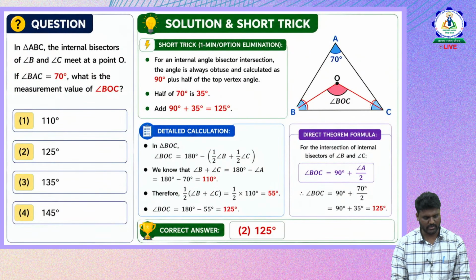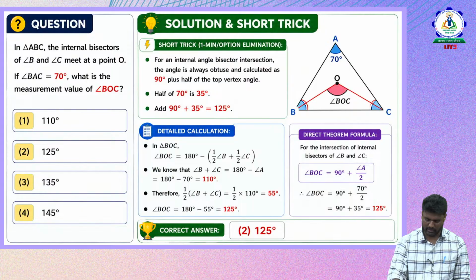Now the next one is, in a triangle ABC, the interior bisectors of angle B and angle C meet at a point O. If angle BAC is 70 degrees, what is the measure of angle BOC? Let us try to understand. They have given triangle ABC.